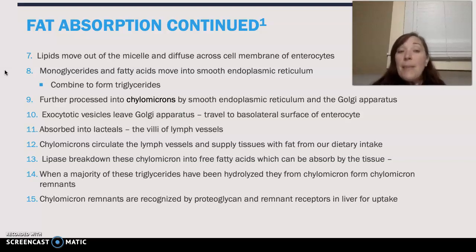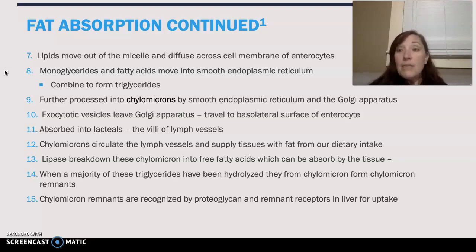And so once the chylomicron enters into circulation in the lymph vessel, it circulates and supplies tissues with fat from our dietary intake. Lipase further breaks down this fat once it gets to the tissues to create free fatty acids. And the free fatty acids are the form that our tissue absorbs. And then the tissue uses the free fatty acids for whatever process it needs, sometimes energy consumption.